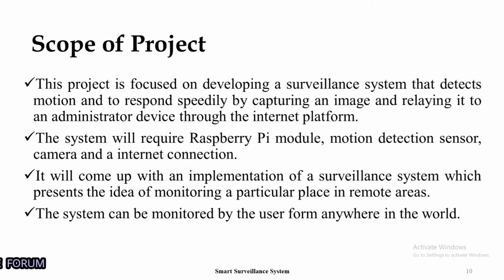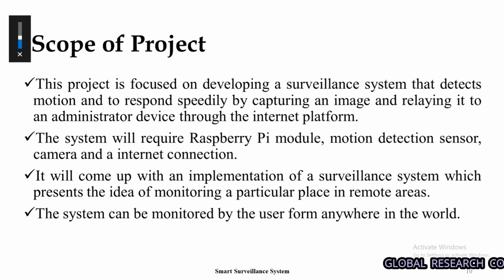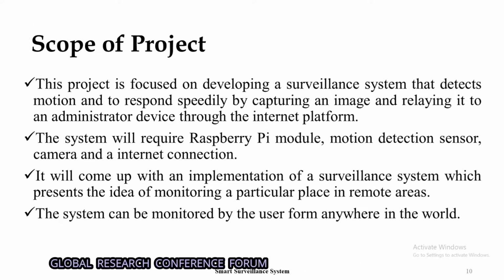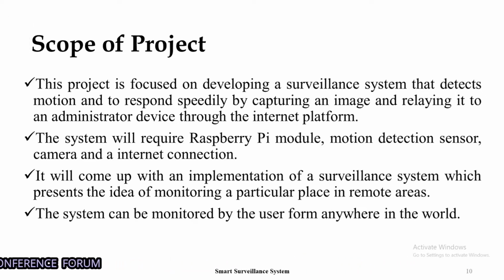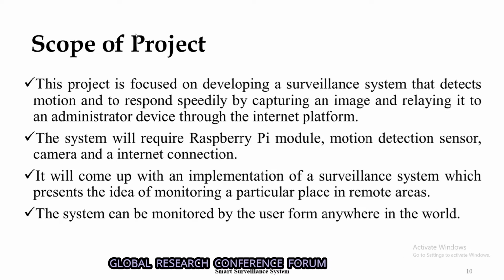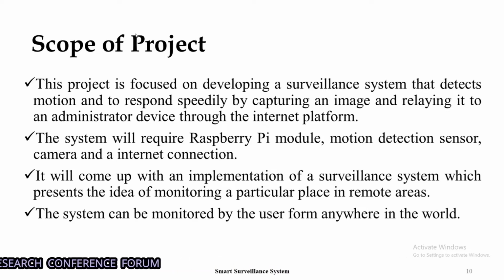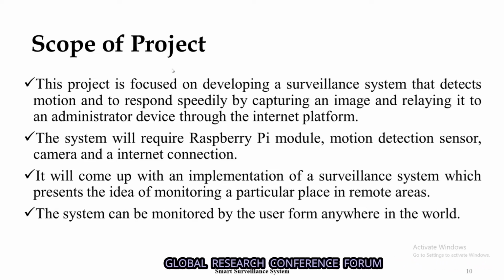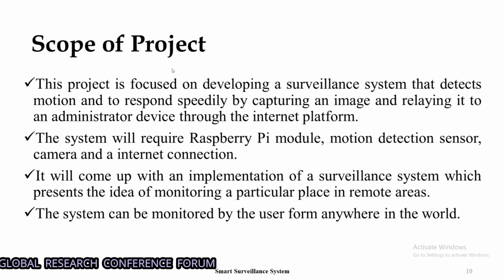Scope of the project. My name is Vishal. Now I'm going to explain the scope of the project. This project focuses on developing the smart surveillance system to detect motion and respond speedily, capturing an image and replying to the administrator. In this system we use a Raspberry Pi model, motion detection sensors, cameras, and internet connection. This system can be monitored by users anywhere in the world.